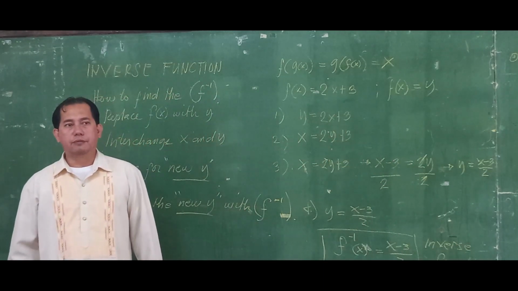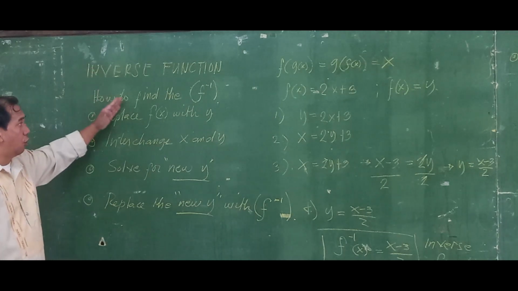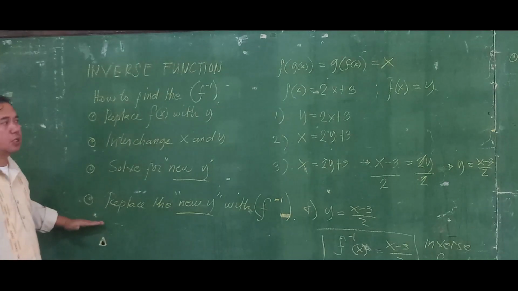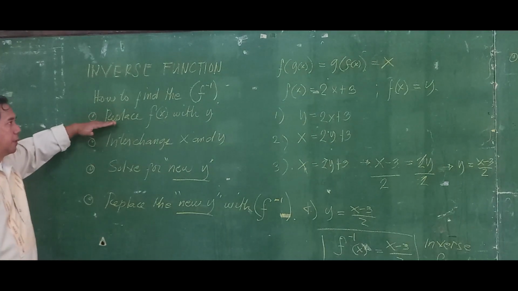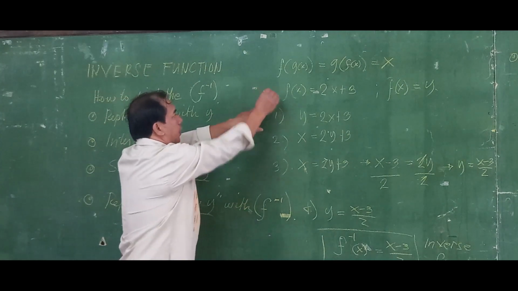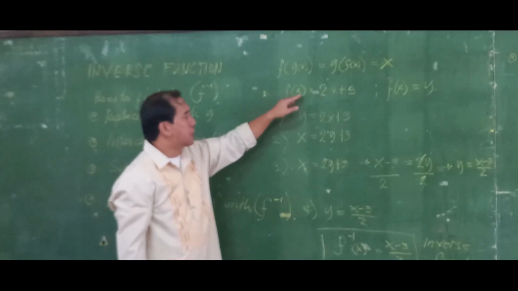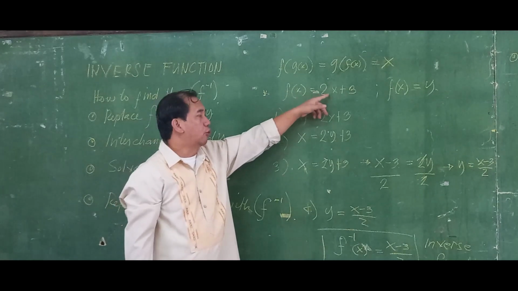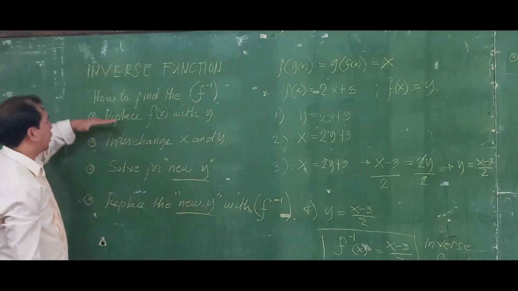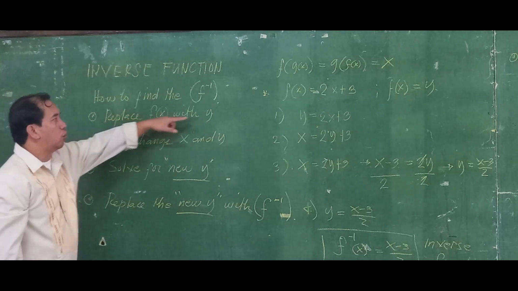That is already the inverse function. Again, to get the inverse of the function, we follow these 4 steps. Step number 1, assuming that our function is f of x equals 2x plus 3, the very first thing that we will be doing is replace your f of x with what?